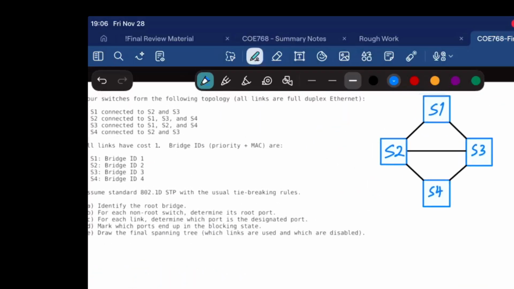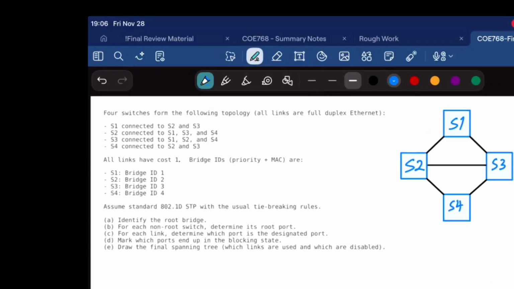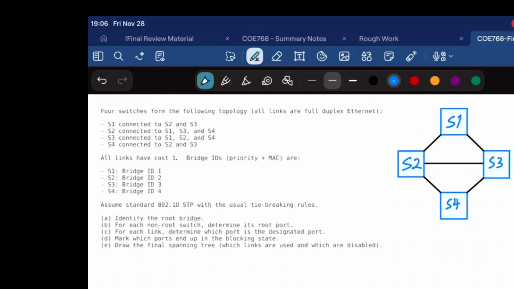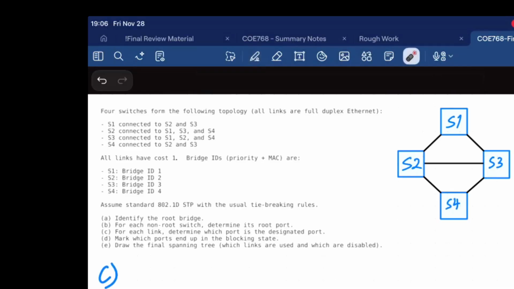Moving on to the next page. The same topology is being used, same questions, just a new page for more space. Going on to part C, the question is asking, for each link, determine which port is the designated port. To clarify, this is asking us to identify all the links in the tree and whether they should be on or off. We know that we are using this port to connect to S2, but the other ports may or may not be used. Therefore, we have to determine whether they would be on or off, and that's what we'll do here.